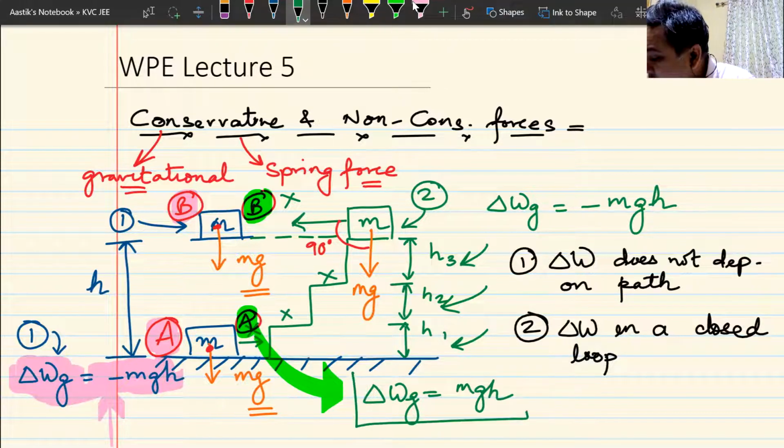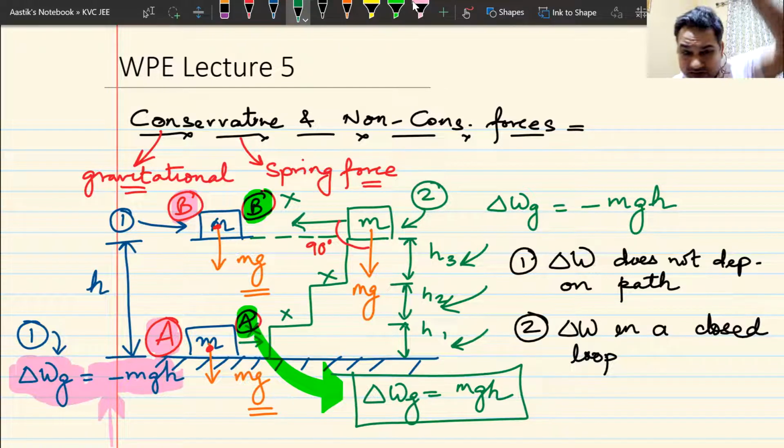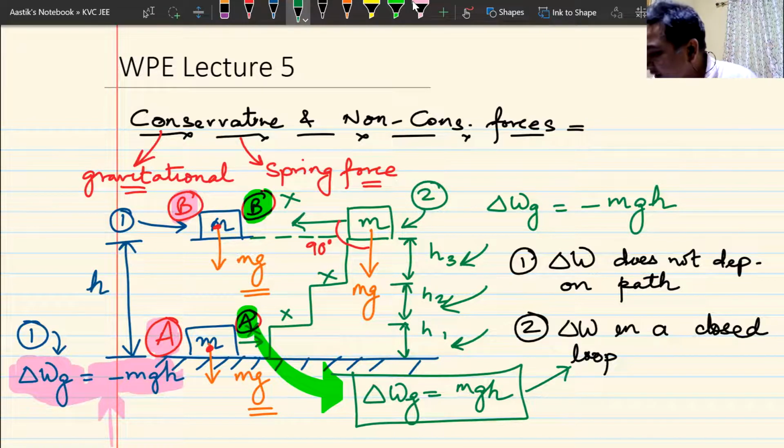It will be equal to plus mgh, because now gravity force mg and displacement both are in the same direction. The angle is 0. So it is plus mgh. Now if I find the total work done from A to B and B to A, my total work done in this closed loop is zero. That is correct. So this is the second point.